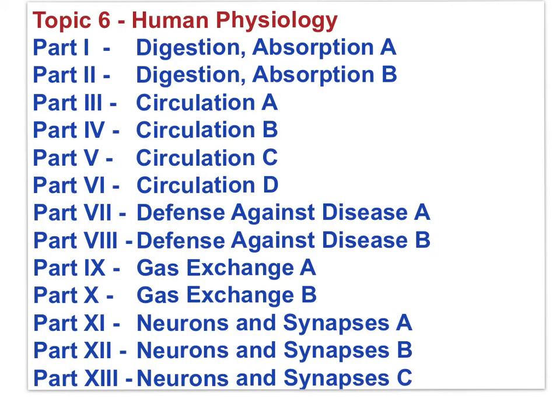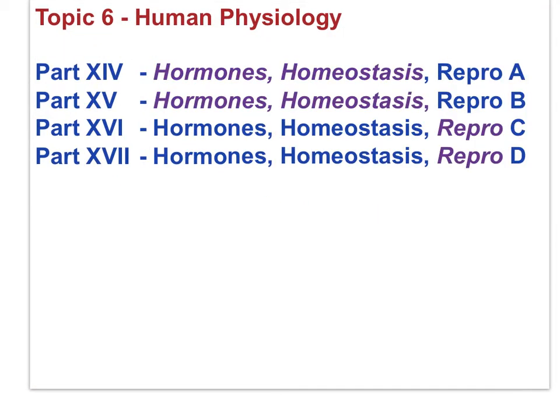Here is the first of two slides that provide an outline of all available movies for Topic 6, Human Physiology for SL and HL students. Use the outline to find the movie you need for review. This movie is focused here. Here is the second slide of the outline for all available movies for Topic 6, Human Physiology. Use the outlines to find the movie you need for review.